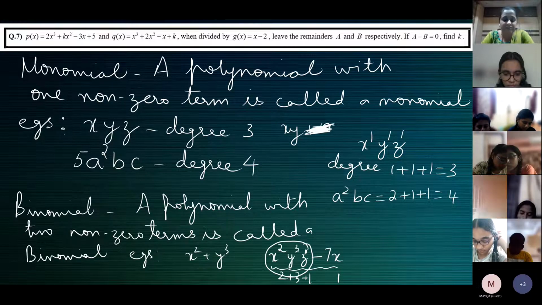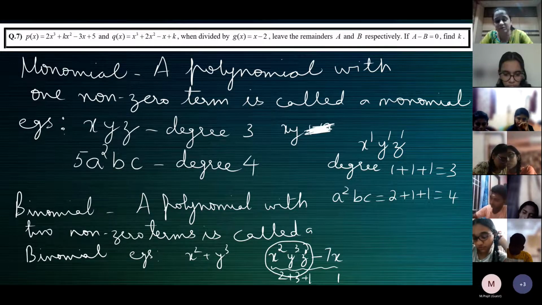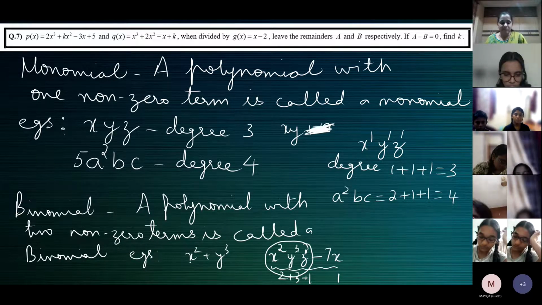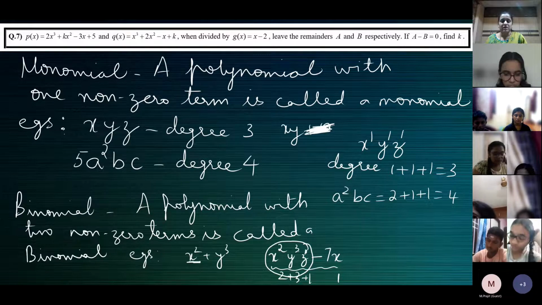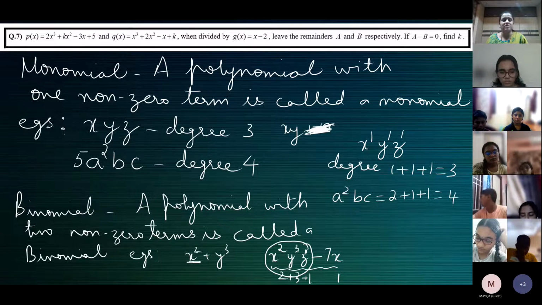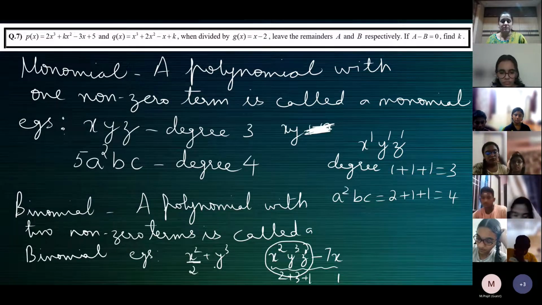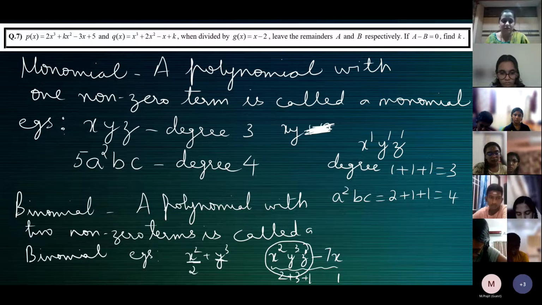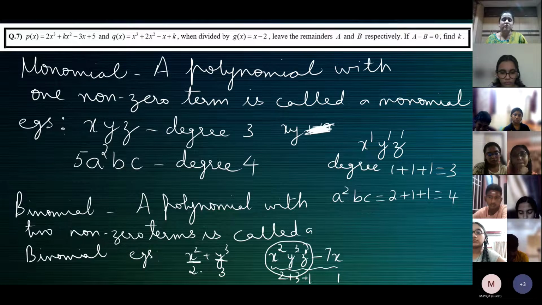So write down the first example, x squared plus y cubed. There you should not add 2 plus 3 because x squared is one term. This is one term. And in this term, there is only one variable x and its power is 2. So it's 2 here. And in this one, there's only one variable, that's y, and its power is 3. So 3. Now, between 2 and 3, 3 is the highest number. 3 is greater than 2. So the degree of this binomial is 3.